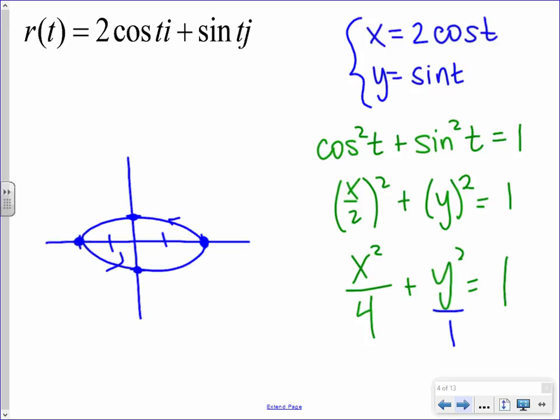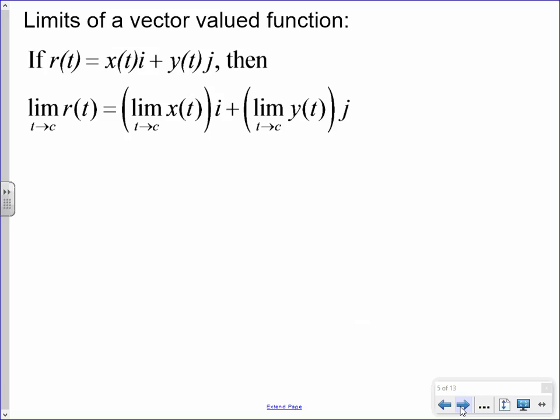All right. So we're going to talk about a few things with vector value functions that maybe you think are obvious, but we still need to talk about them. Like the limit of a vector value function. If we have a vector value function and we're looking at the limit as t approaches some number, then we can look at the limit of each piece separately. And we're still going to end up with a vector after we take the limit.